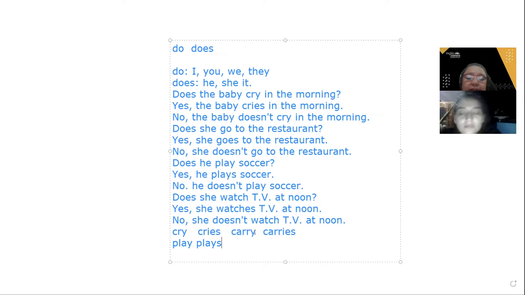Fíjese, carry, termina en Y. ¿Cuál letra le antecede a la Y? Una consonante. Y antes de esa consonante, ¿qué otra letra está? Otra consonante, perfecto. Y en el verbo cry, ¿qué letra le antecede? Consonante. Y a esa consonante le antecede otra. Otra consonante. Pero en play, ¿qué sucede? Termina en Y. Antes de esa Y, ¿qué letra va? Una vocal. Y antes de esa vocal, una consonante. Correcto. Esa es la razón de por qué. ¿Comprendimos? Porque siempre le habían dicho es una excepción a la regla, pero no le explicaban la regla de la excepción, ¿verdad?